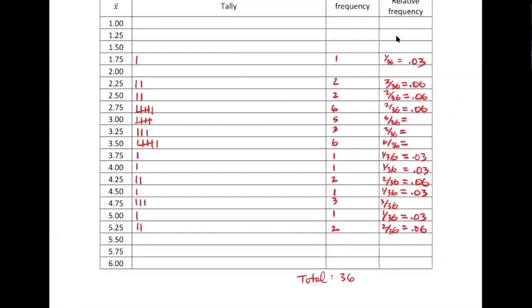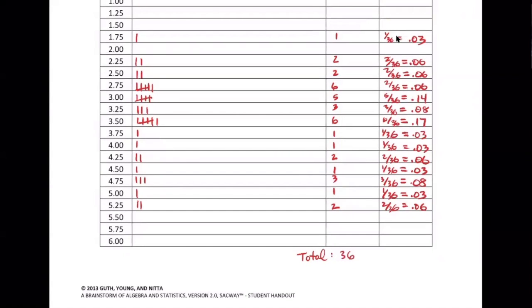Let's do the 3s. So 3 divided by 36 is not 0.09 this time, it's 0.08. There's a 5 divided by 36. So that's 0.14. And then a 6 divided by 36 would be 0.18, I think, 0.17. Okay. So those are our relative frequencies that are supposed to approximate probability in the long run.